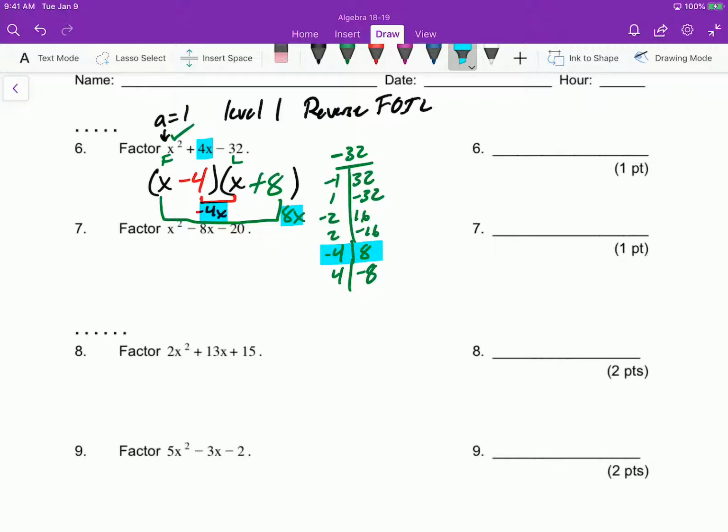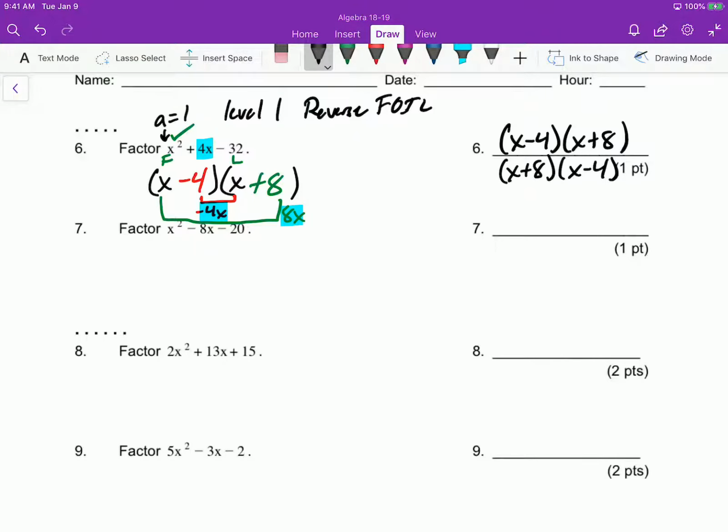So just double check my answer to make sure I'm 100% sure. So my answer is x minus 4 times x plus 8, or of course vice versa, x plus 8 times x minus 4. It doesn't matter which way you write it, as long as the positive sign is with the 8 and the negative sign is with the 4. All right, just going to make myself a little room here.